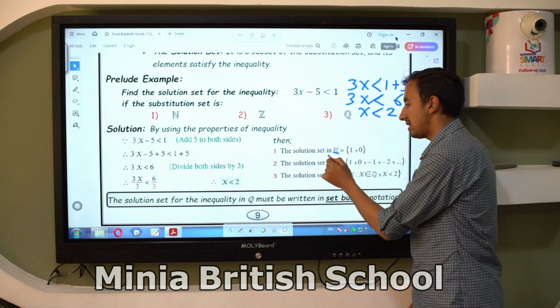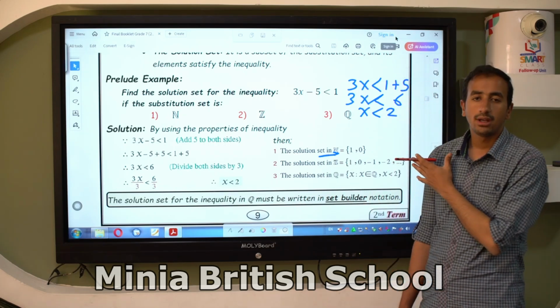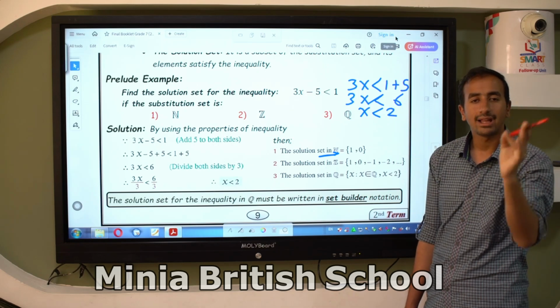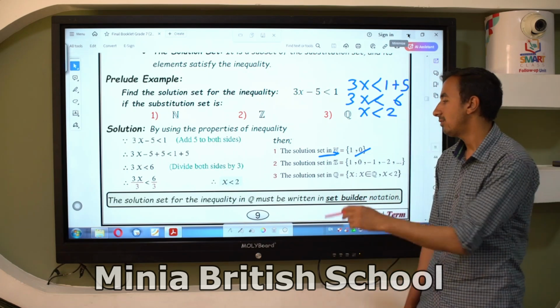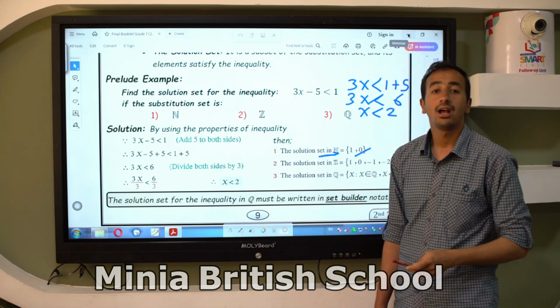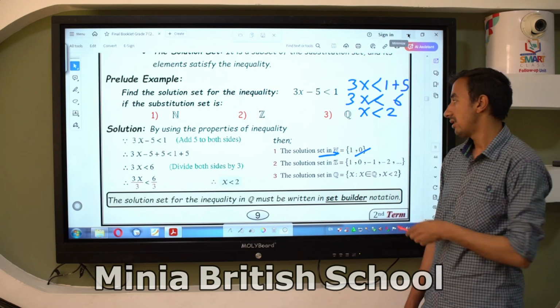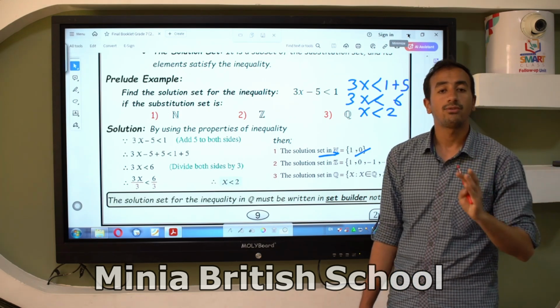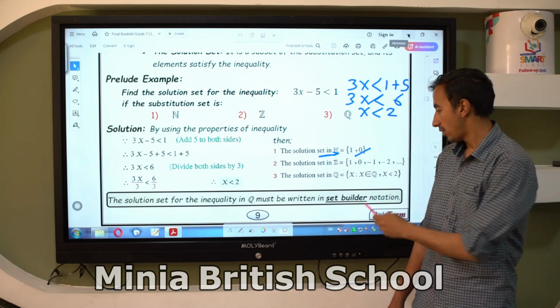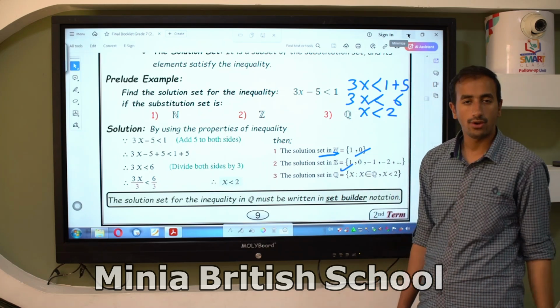The solution set in N equals the numbers smaller than 2, which are 0 and 1 only, inside the brackets of the set. But here we have the solution set in Z. We don't have 2, only smaller than 2: 1, 0, negative 1, negative 2, negative 3, and so on, inside the brackets of the set.